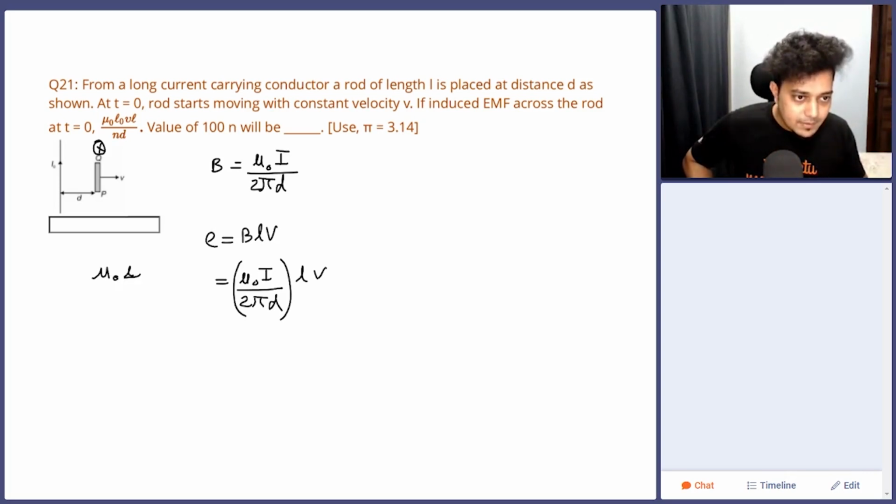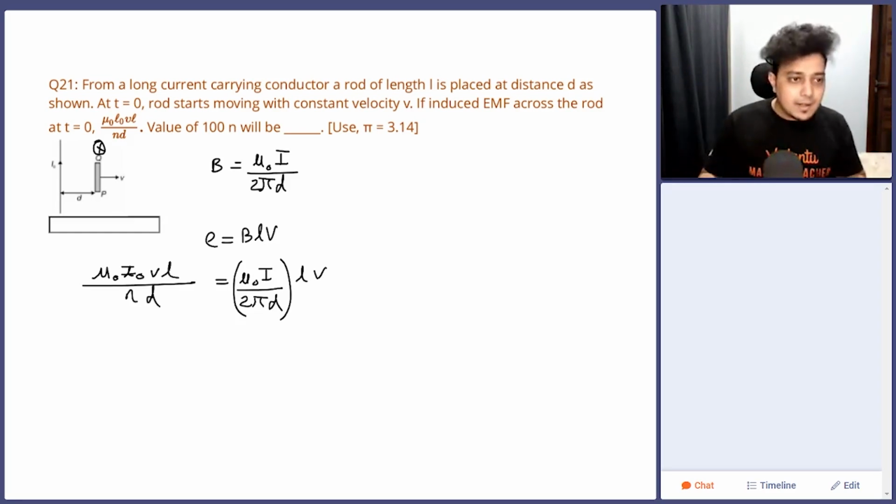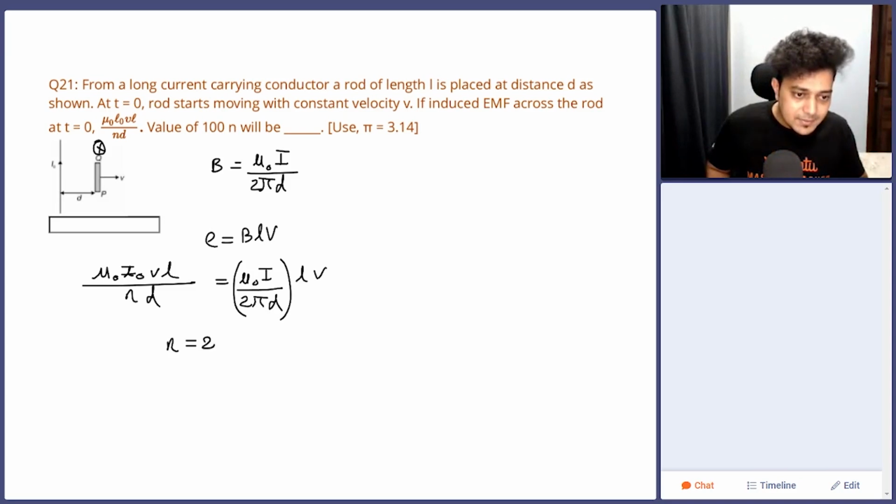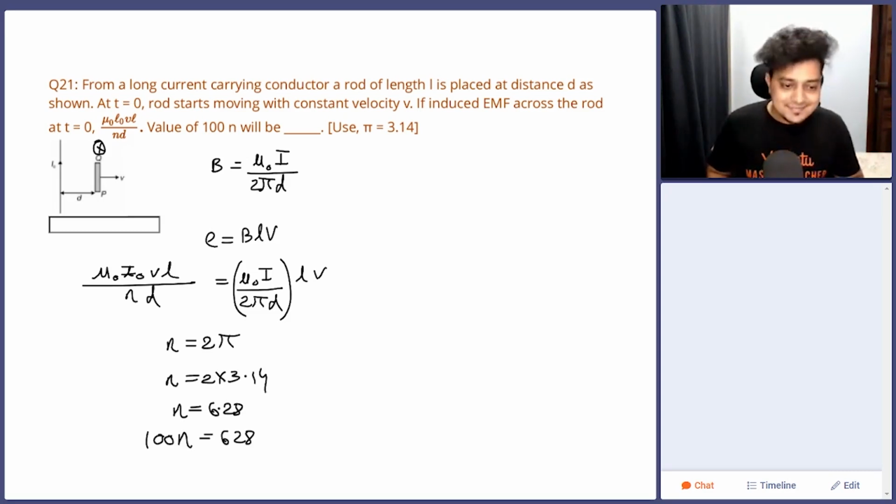Mu naught, I naught stands for current at time 0. Then V, then L upon N D. So if you compare mu naught, I naught, this is current at time 0 second. L, V, V. So you are remaining with just N equal to 2 pi. Okay, so pi value is 3.14, so N is 6.28. And we have to answer for 100 times N, so 628. That is your answer.